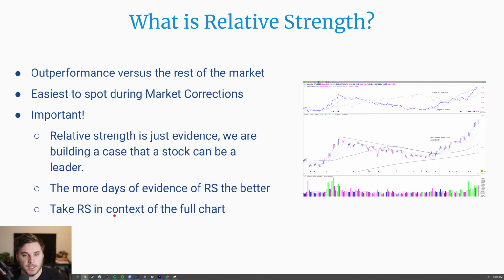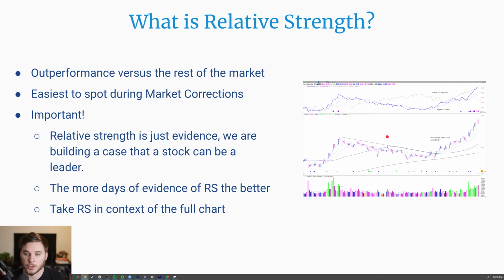Because as we'll get into on the next slide, just because a stock has a 1-day move, 2-day move, 3-day move, even a week-long move, if it's in a longer-term downtrend, that stock is not necessarily showing relative strength. So with that said, let's move on to one example of relative strength here.